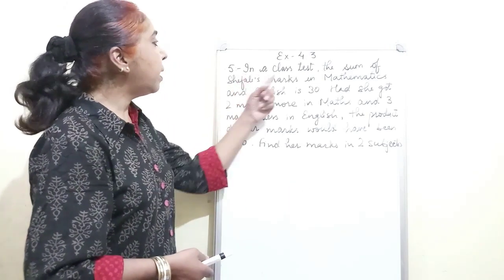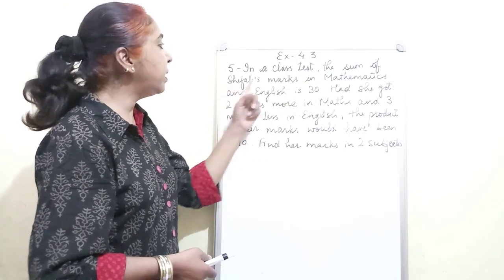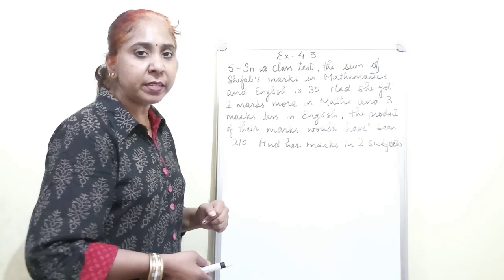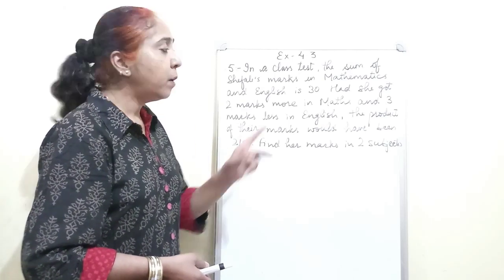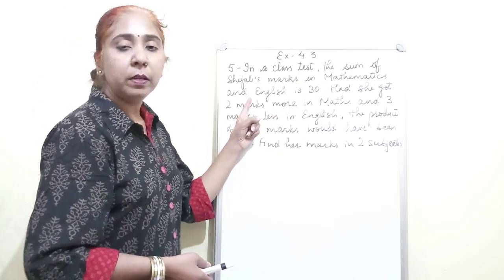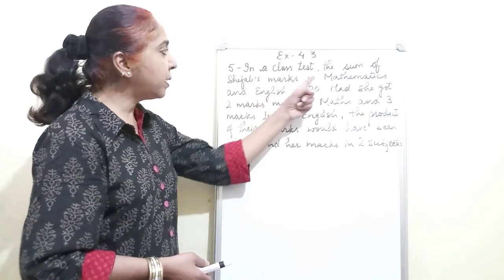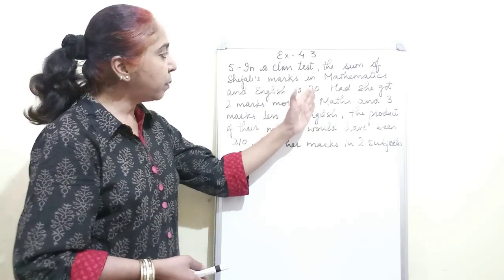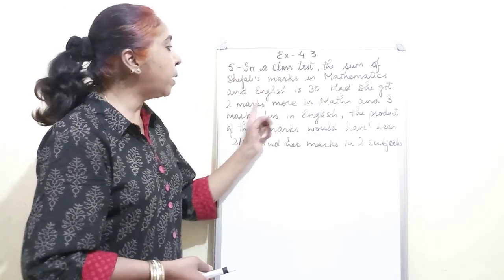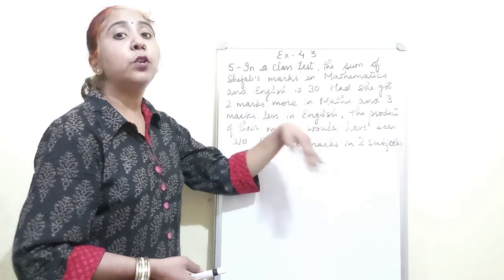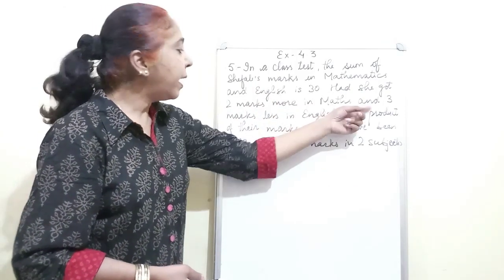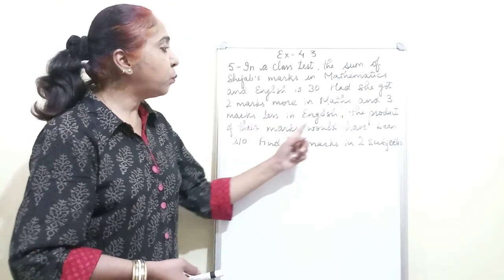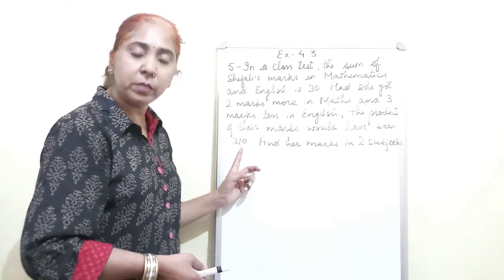So look here, in a class test, the sum of Shefali's marks in mathematics and English. That means how many subjects are there? 2 subjects are there. One is mathematics and other is English. And the sum of the marks in maths and English is 30. So I hope you are clear with the condition up to here. Had she got 2 marks more in maths and 3 marks less in English, right? The product of their marks would have been 210.